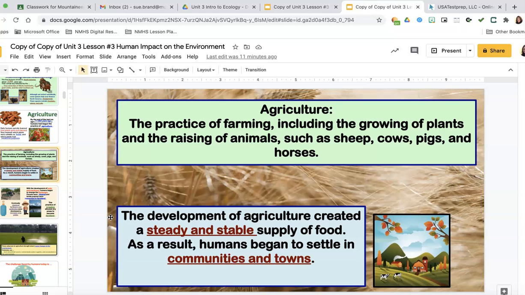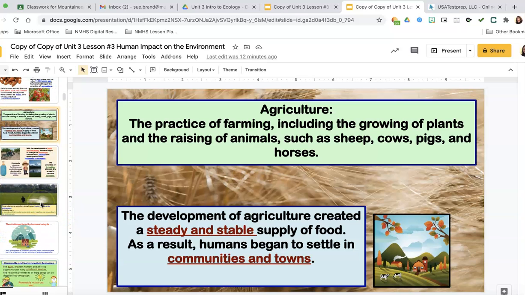So we know agriculture is the practice of farming, including the growing of plants and the raising of animals, such as sheep, cows, pigs, and horses. So the development of agriculture created a steady and stable food supply. As a result, humans began to settle in towns and communities.